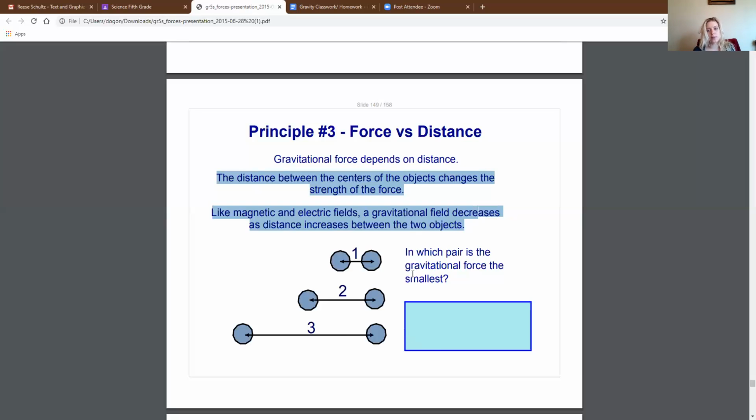Okay, and this can be explained from these pictures here. It says, in which pair is the gravitational force the smallest? Okay, so in which pair is the force going to be the smallest? Well, we can look, and 3 is going to be the smallest because those two objects are the farthest apart. If I was to ask you which was going to be the greatest, you guys should choose 1 because those are the closest together. So distance matters when we're talking about the gravitational force.